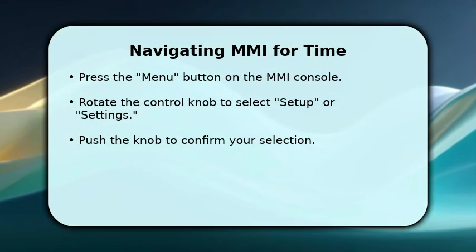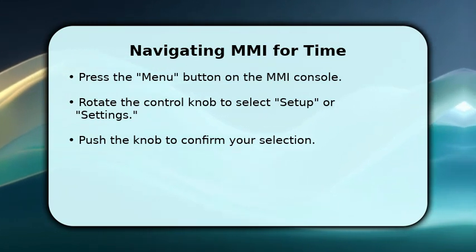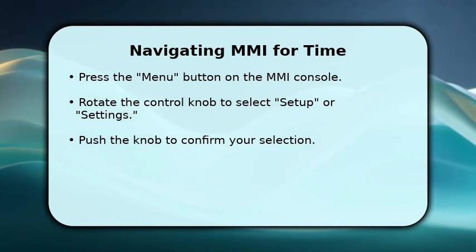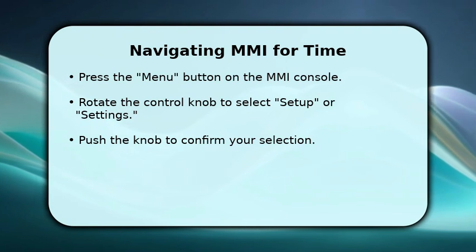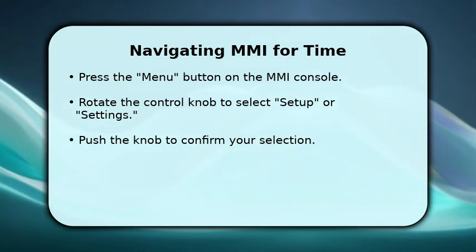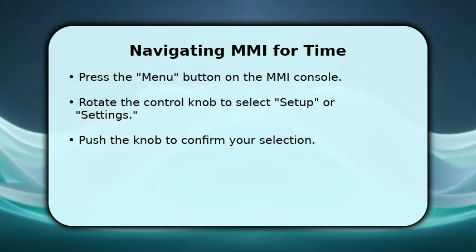Once you've located the MMI controls, press the dedicated Menu button. This action will bring up the main menu on your display screen. Next, carefully rotate the large central control knob to highlight either Setup or Settings, depending on your specific Audi Q3 model. After highlighting, press down on the knob to confirm your choice and proceed.